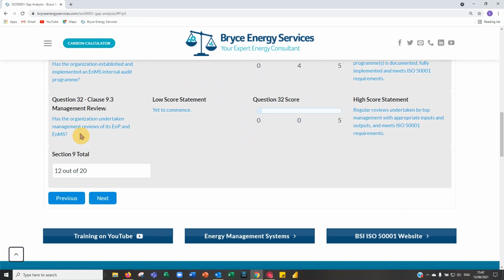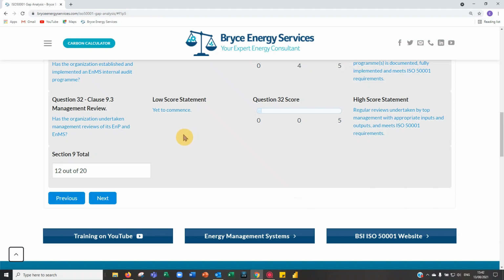Management review. Has the organization held a management review? So as with all ISO standards, senior management have to be directly involved in the process and participate in at least an annual management review of the energy performance and also the energy management system itself.